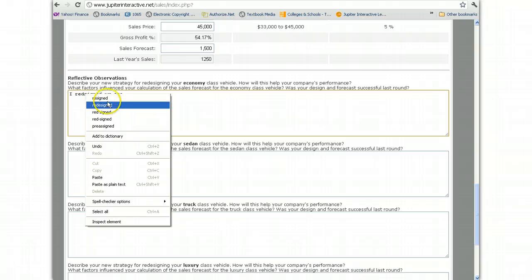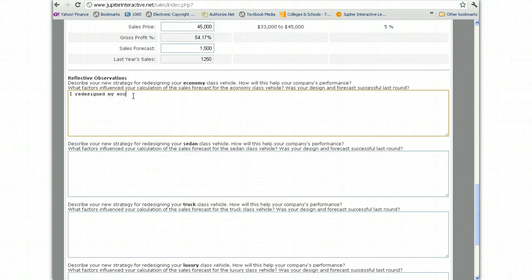Oops, let's just fix that. Some sort of rationale as to my strategy for my redesign of the vehicle.